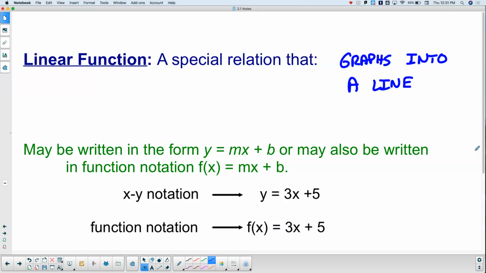Still go up 3 to the right 1, up 3 to the right 1, up 3 to the right 1. Down 3 left 1, down 3 left 1, down 3 left 1. Still do all of that. Both the same. One's just written in XY notation, one's written in function notation.